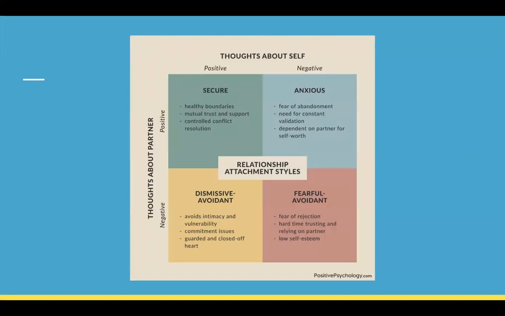And then dismissive avoidant avoids intimacy and vulnerability, has commitment issues, and a guarded and closed-off heart. This is when somebody believes that others are unreliable, but they are worthy. And then finally, a fearful avoidant has a fear of rejection, a hard time trusting and relying on a partner, and low self-esteem. This is when somebody both believes that others are unreliable and that they are not worthy.